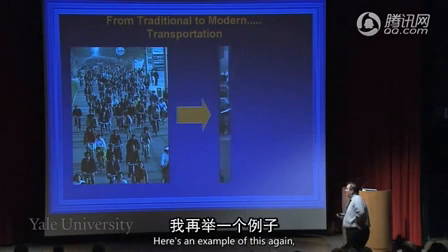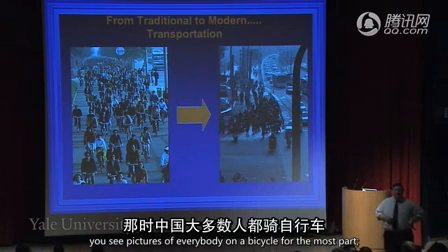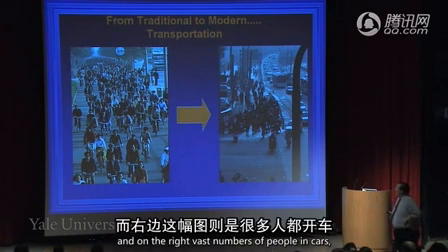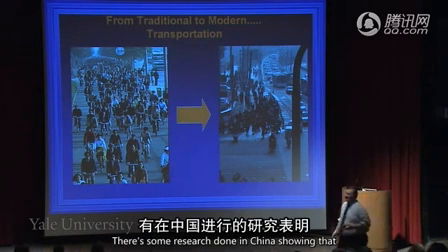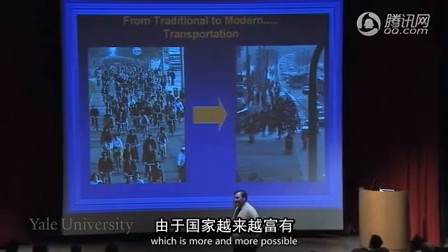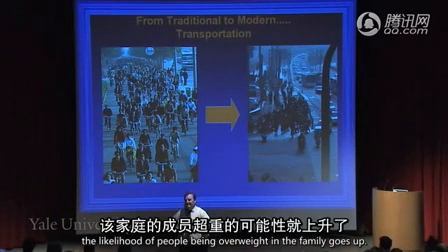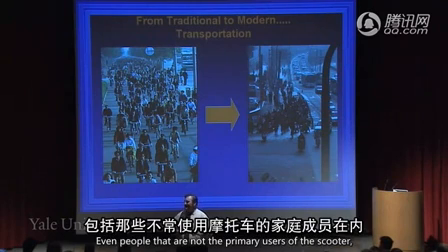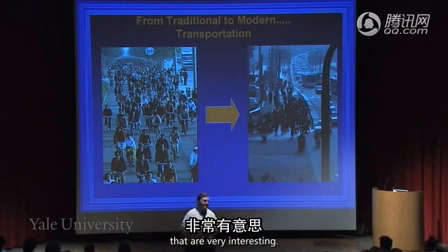Here's an example of this again. So if you look at China, on the left you see pictures of everybody on a bicycle for the most part, and on the right, vast numbers of people in cars, but even more so on motor scooters. And there's some research done in China showing that when families secure a motor scooter, which is more and more possible because of the increasing wealth in the country, the likelihood of people being overweight in the family goes up, even people that are not the primary users of the scooter. So these things tend to have these cascading effects that are very interesting.